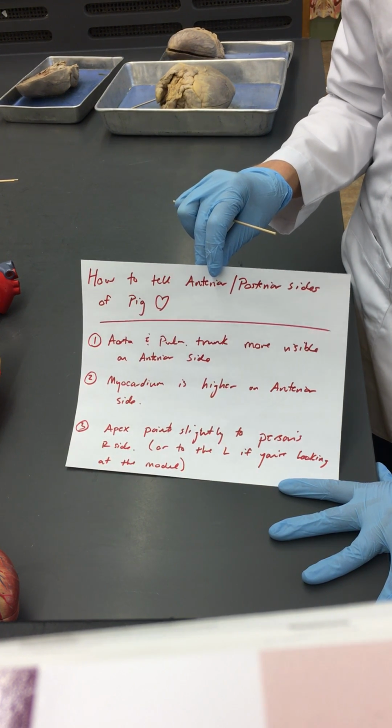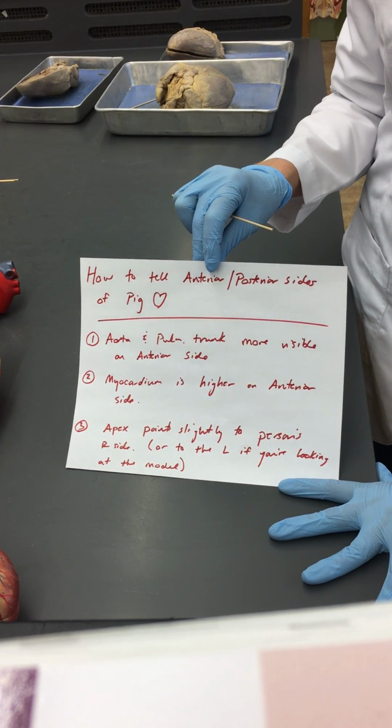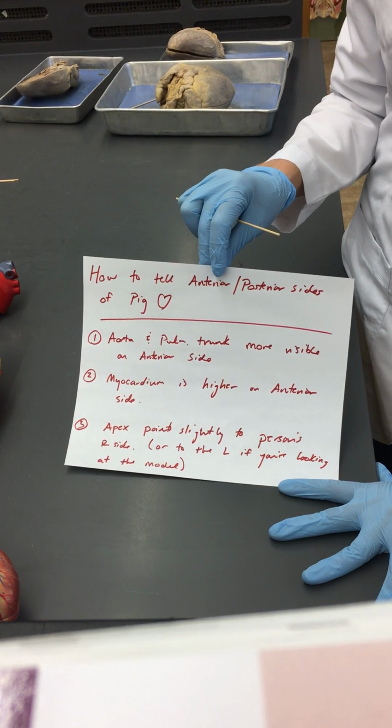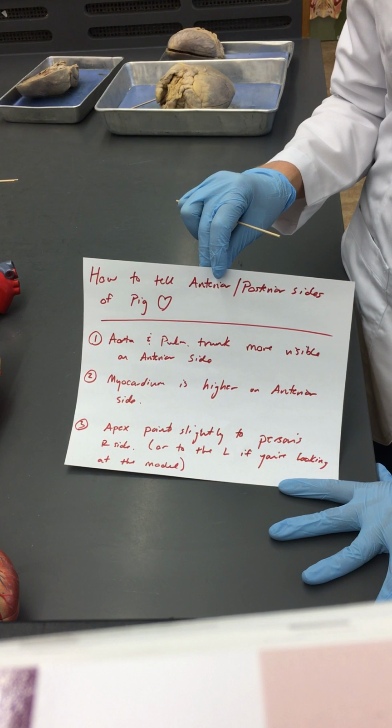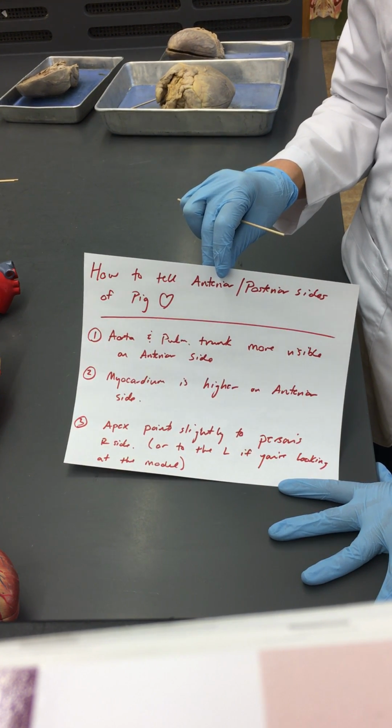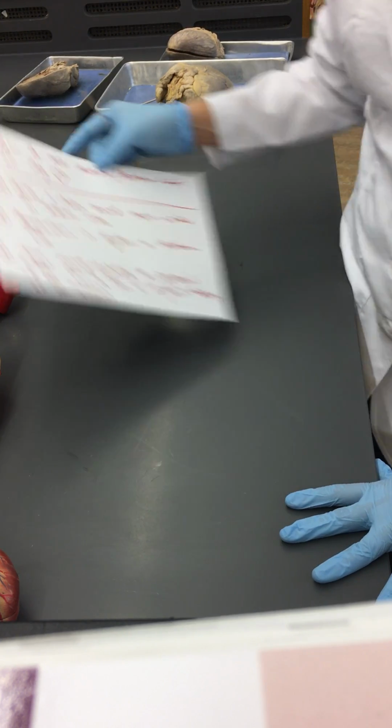The last one here is harder to see in practice. The apex of the heart does slightly point to the right on a person, which means if you're looking at a heart in your hands, it points a little bit to the left, but it's kind of hard to see, so I would focus more on the top two.